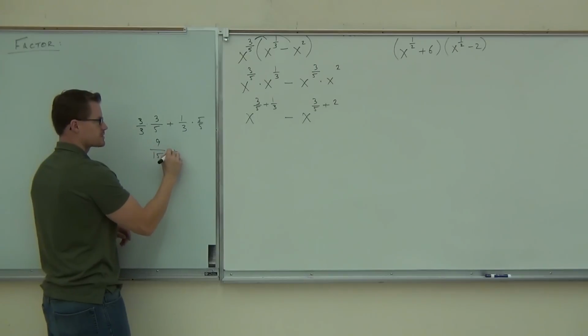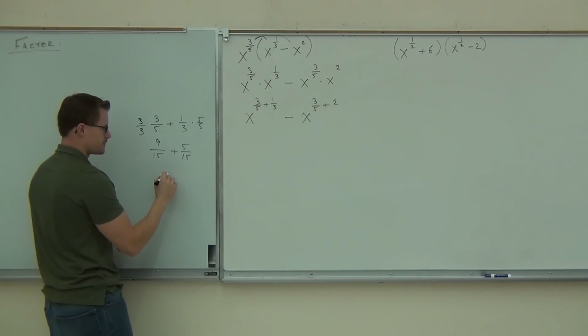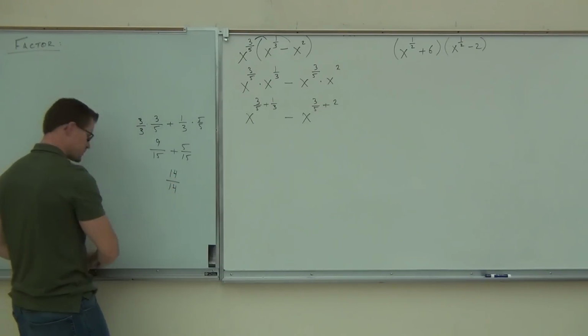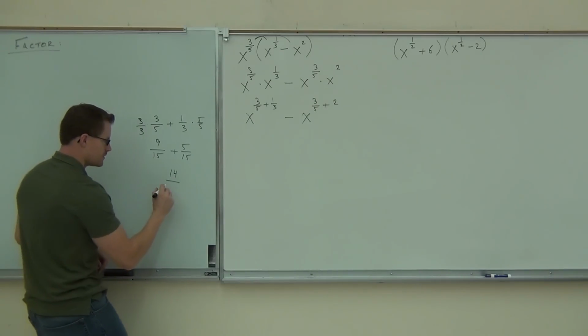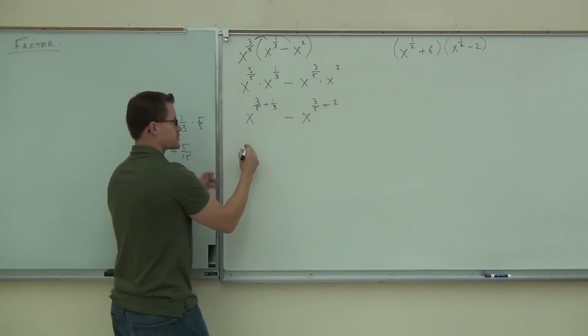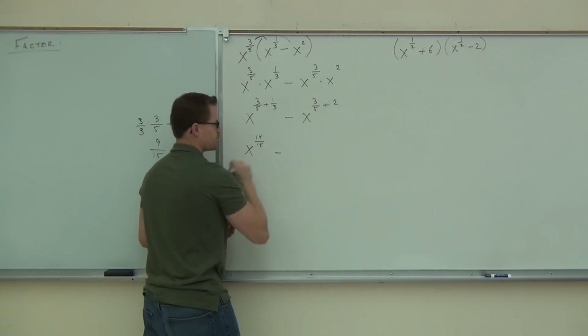You get 9/15 plus 5/15. So I'm getting 14/14. That doesn't work. 14/15. Did you get 14/15 as well? Yeah. So our first expression is x to the 14/15. That's our first term.